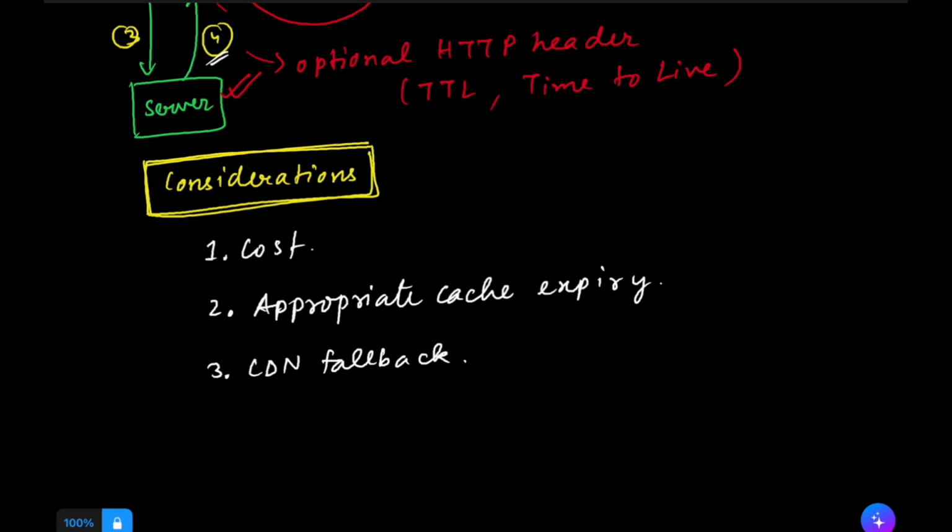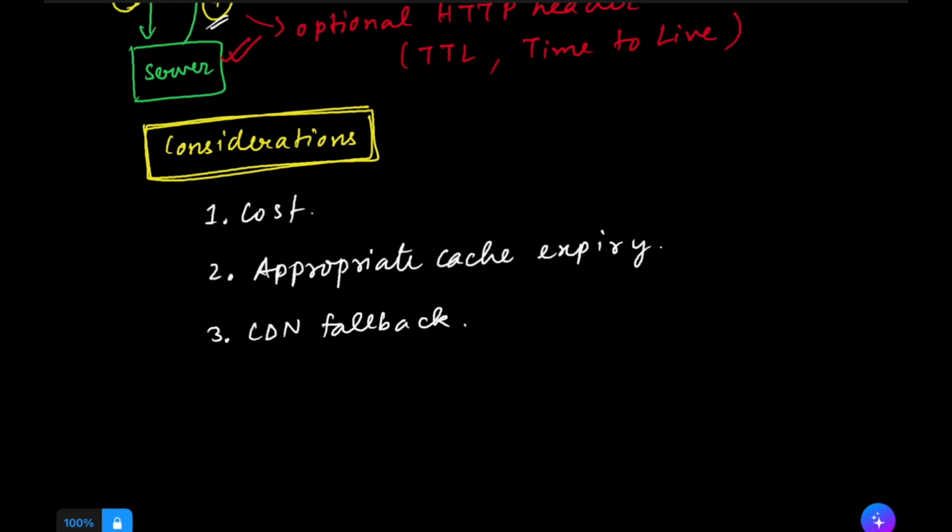The third thing we need to keep in mind is the CDN fallback. If there is a temporary CDN outage, clients should be able to detect the problem and request resources from the origin. It shouldn't be the case that if the CDN is down, the entire system or the entire server is down. In that case, the client should be able to detect the problem and request the image or the static content from the original server which is hosting these things.